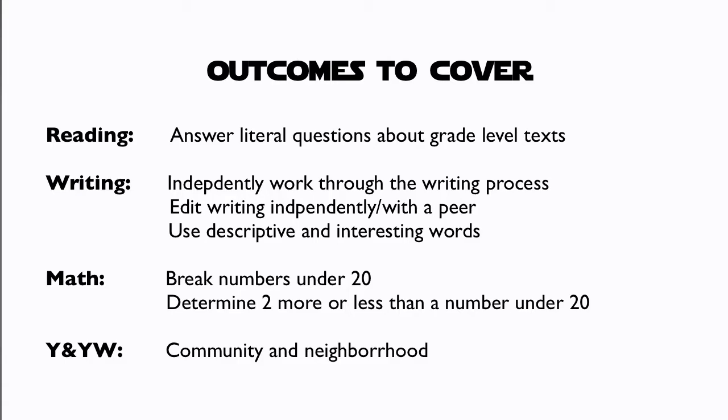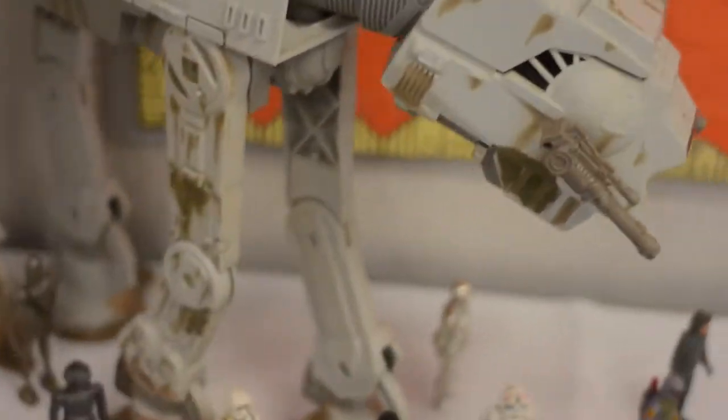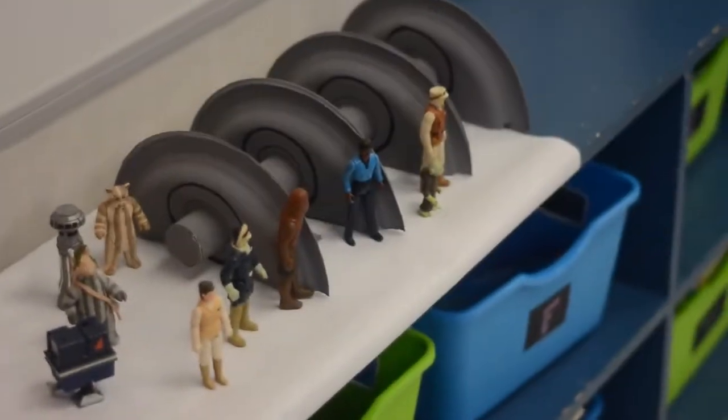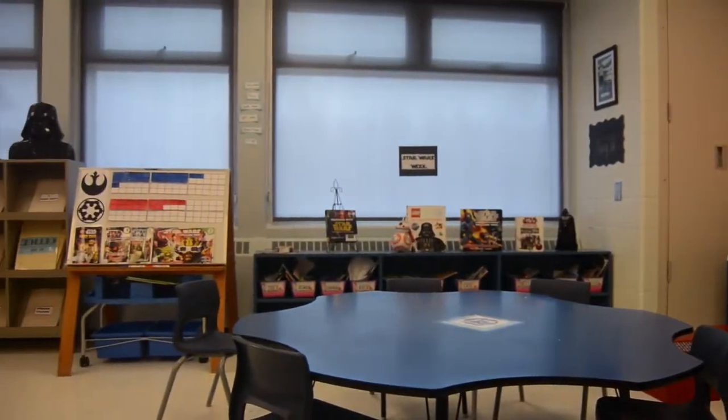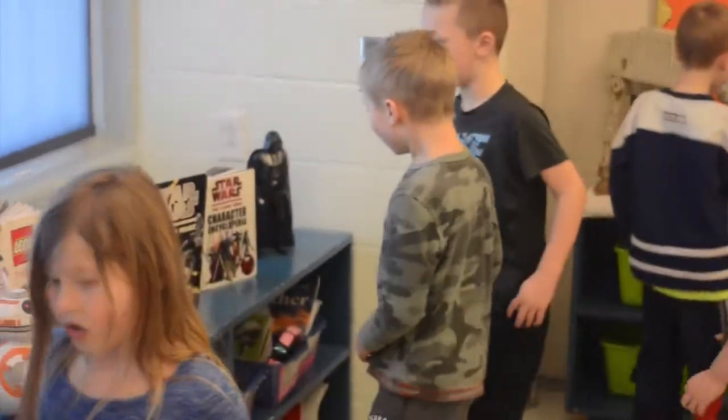So the first step I took in making this unit happen was I had to look at my long-term plan. And I figured out what outcomes I was going to cover for those 2 weeks and then tried to think how I could put a Star Wars spin on those activities that I wanted to get done. The week before I intended on starting the Star Wars unit, I started putting out different decorations and things around the room to just build the anticipation and excitement for the students.